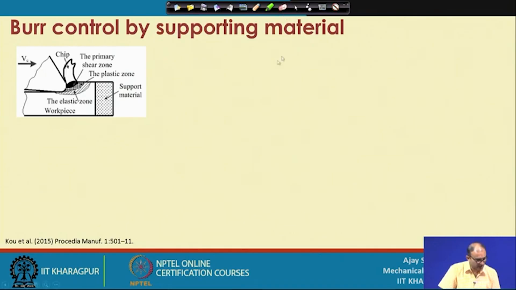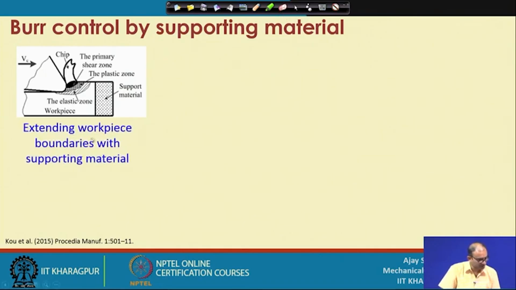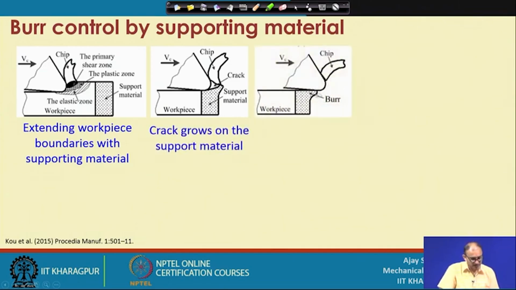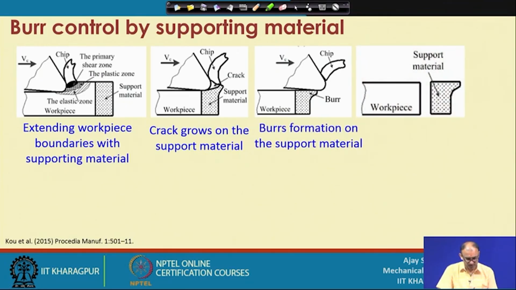So, let us see that here. This is extending the workpiece boundary with the supporting material. So, we are extending that boundary. If you continue this, your chip will be like this. This is the chip of the workpiece, and again this supporting material will be extended in terms of the burr formation. When the tool leaves from here, there is a burr on the supporting material, but we know that we do not have any functional requirement from the supporting material. So, at the end we are separating this supporting material.